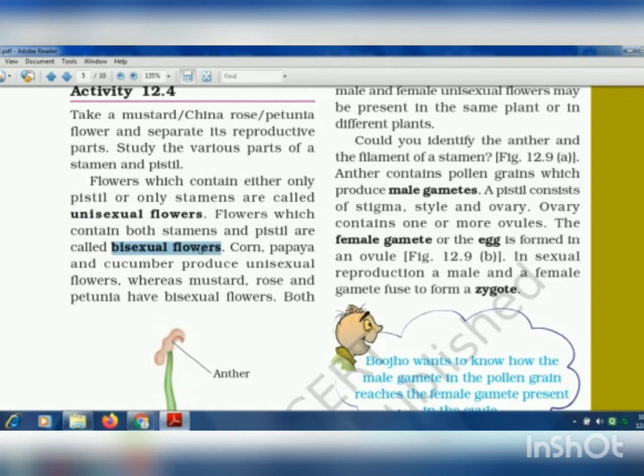The examples of unisexual flowers are corn, papaya and cucumber. So you should remember which are the examples of unisexual flowers. Similarly, the examples of bisexual flowers are mustard, rose and petunia. So these are the examples of bisexual flowers.